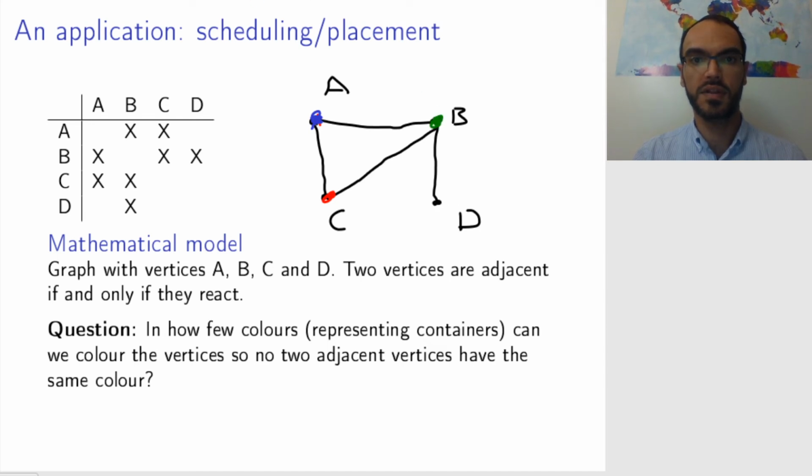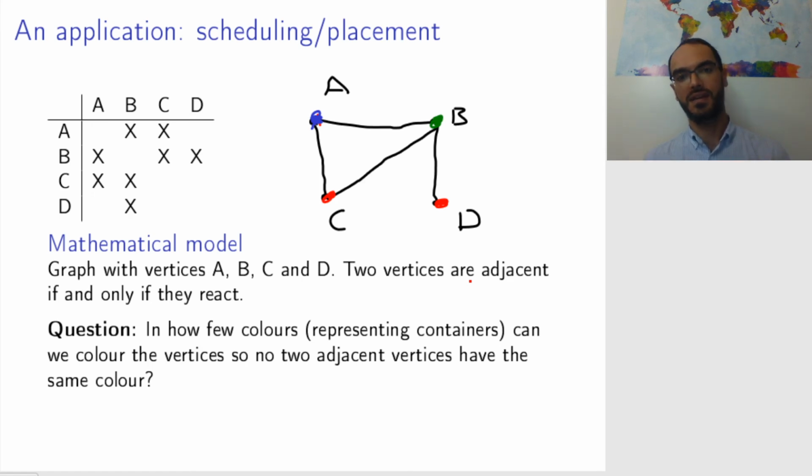And the only thing we need to make sure with D is that it's not in the same color/container as B. So it can be either blue or red. So we can color it, for example, red. And in this case, we are going to need 3 containers. So coloring graphs might be used to represent such problems.